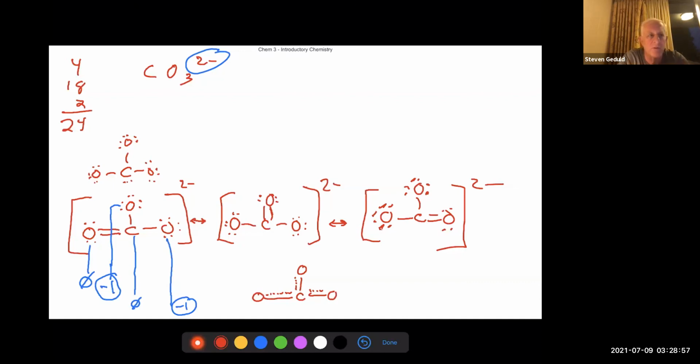Okay, draw a Lewis structure for SO2, in which all atoms obey the octet rule. So let's go down here and we'll do SO2. We'll do the same thing. Sulfur has how many valence electrons?